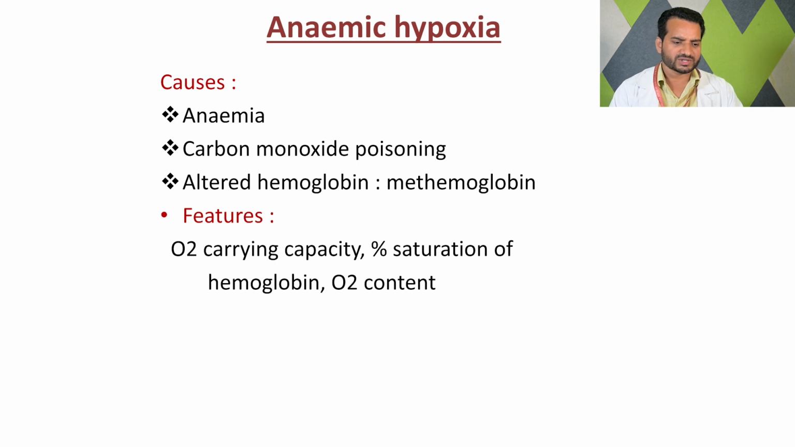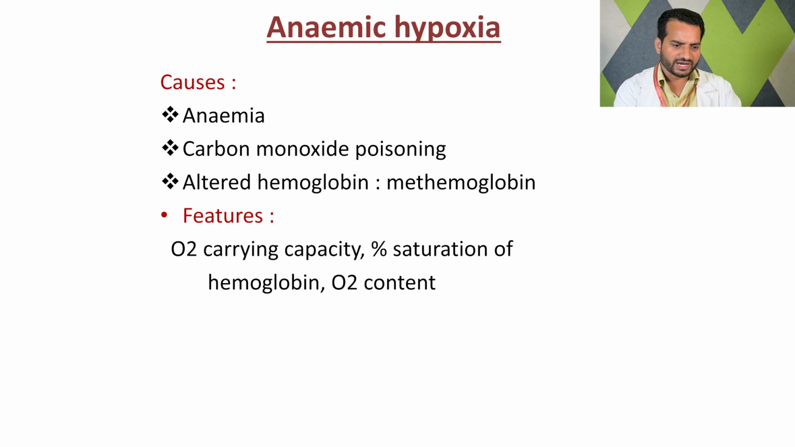So in carbon monoxide poisoning, what happens? The affinity of hemoglobin binding to carbon monoxide is 210 times higher than to oxygen. So if there is carbon monoxide poisoning, instead of oxygen binding to hemoglobin, carbon monoxide will bind, and that leads to decreased oxygen transport in the blood. Altered hemoglobin can be methemoglobin and other abnormal hemoglobin like cyanmethemoglobin.